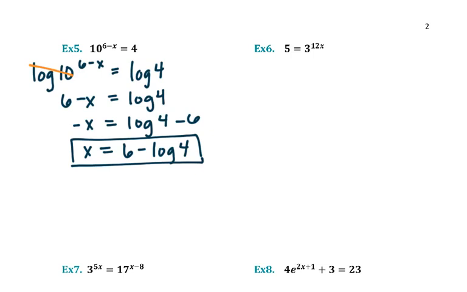Of course, we can write it as an approximate answer and say that x is approximately 5.398. And if I were to try and type that into my calculator, I'd say 6 minus, I would use my log button, and then we would have 4. Okay, so because it's a common log base 10, I can type that directly into my calculator.